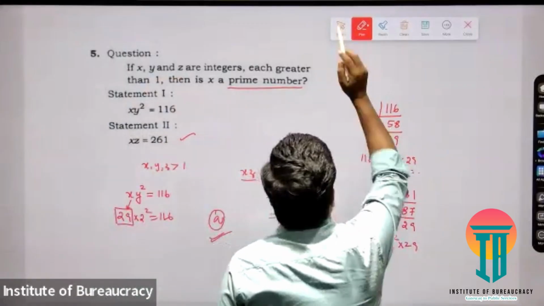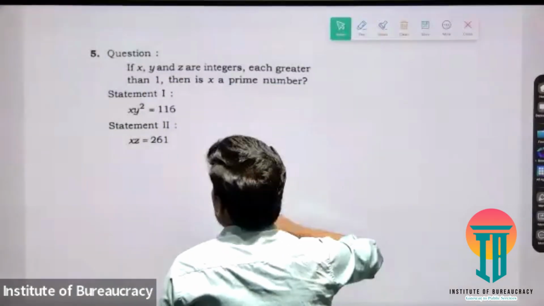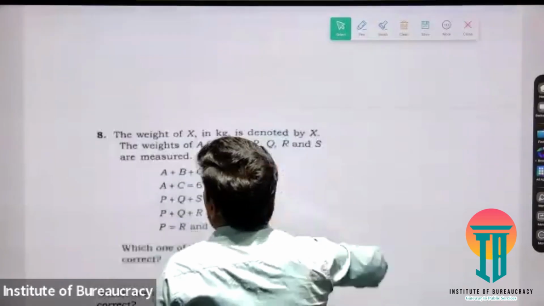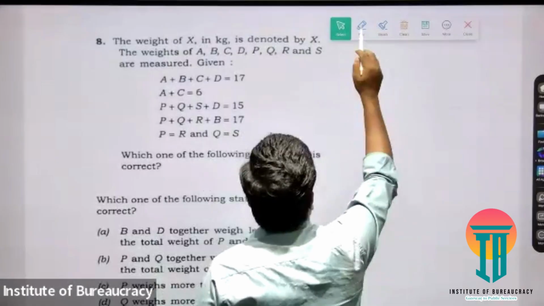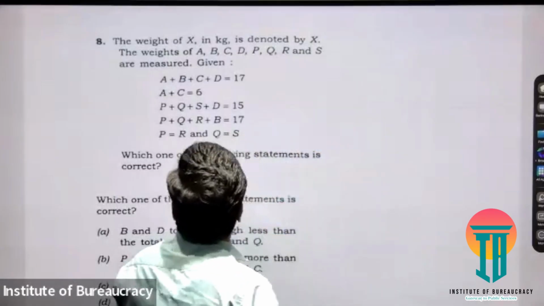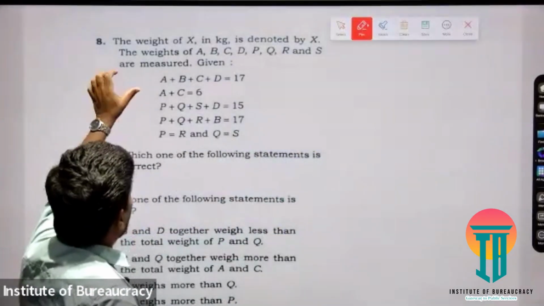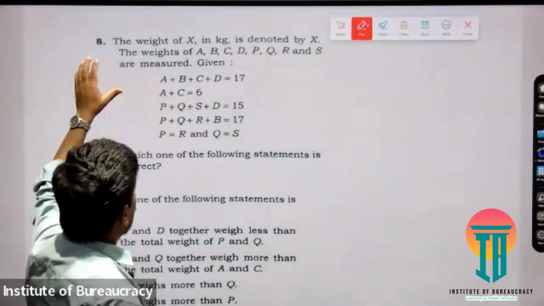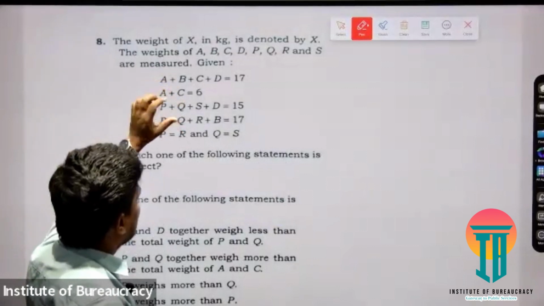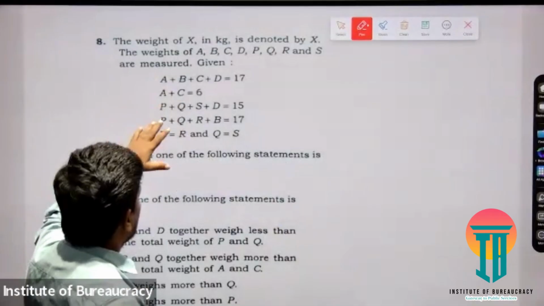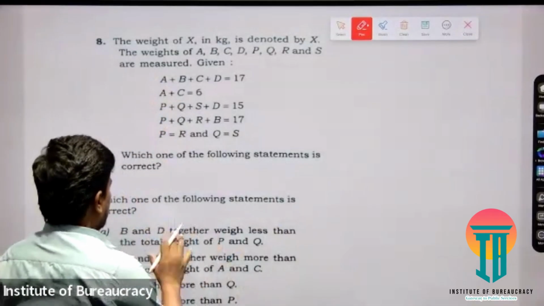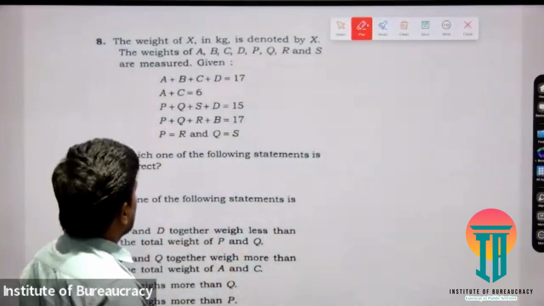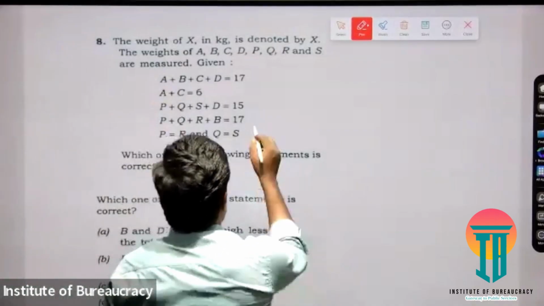So, we move on to the next one. It is just a calculation based question. You just need to calculate. They are given that the weight of X in kg is denoted by X. The weights of A, B, C, D, P, Q, R, S are measured, and they are given some calculations. Which one of the following statements is correct? They are comparing. So before that, let us try to understand what they are given.